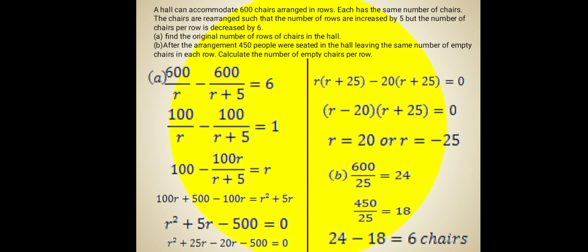But we have been told if the number of rows is increased by 5, the chairs per row decrease by 6. So we shall take 600 over R minus 600 over R plus 5 should be equal to 6. And then solving this equation, we find that the original number of chairs per row is 20.